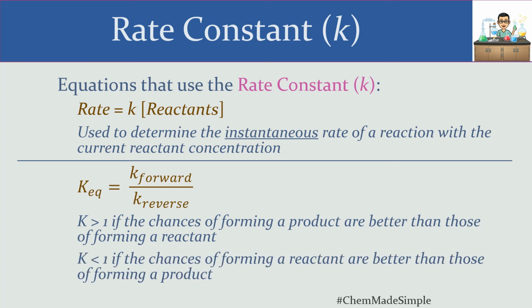Conversely, if K is less than 1, then the chances of forming a reactant are better than those of forming a product. As you can see, the only way that K is going to be less than 1 is if the rate constant for the reverse reaction is larger than the rate constant for the forward reaction.